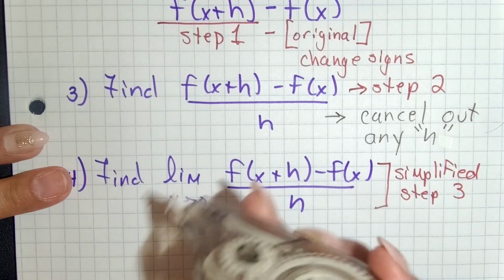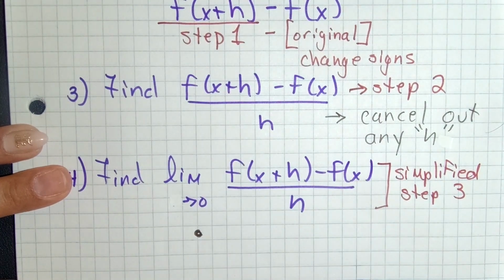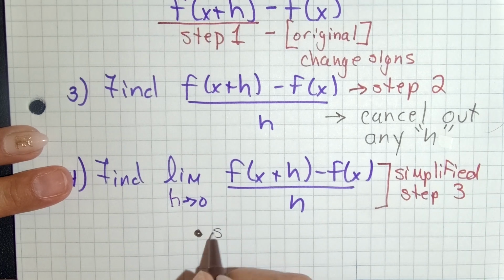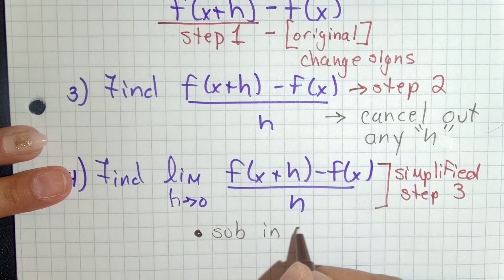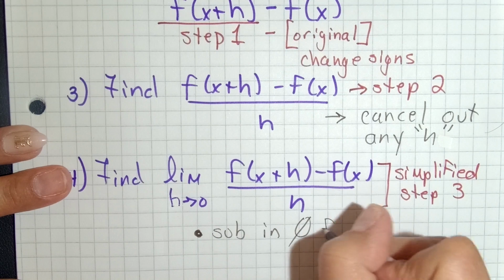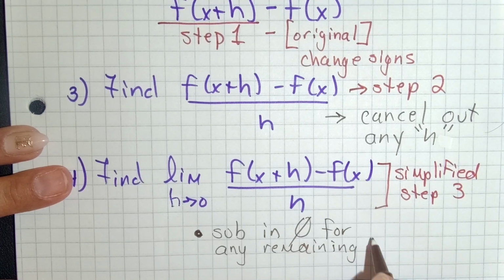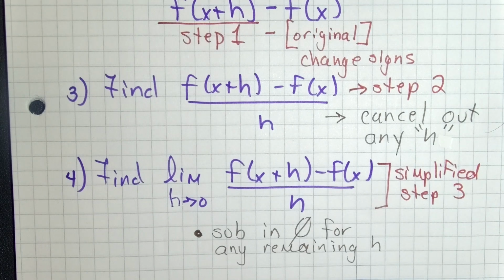Oops, that's not x approaches 0. That's h approaches 0, sorry. Then you want to sub in 0 for any remaining h's. And that is your final answer.